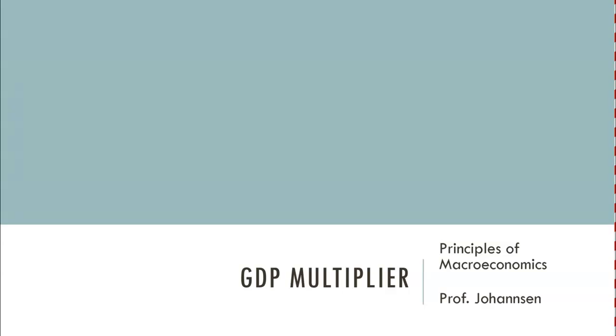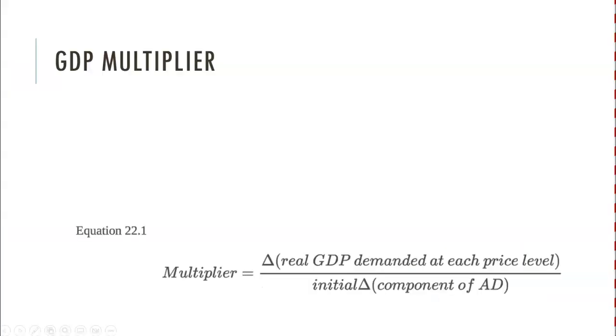In this video, we're going to be looking at the GDP multiplier. The GDP multiplier tells us how changes in autonomous spending, changes in investment, disposable income, and government spending are going to impact the total real GDP. So we're going to have an equation. We can rearrange this equation depending on which item we're trying to calculate.